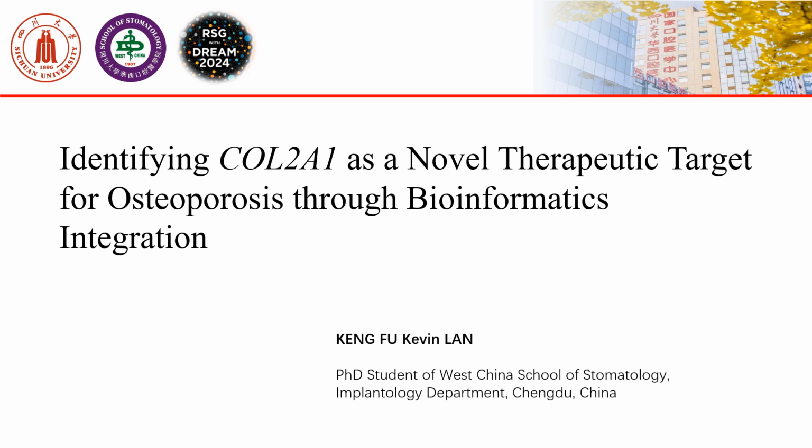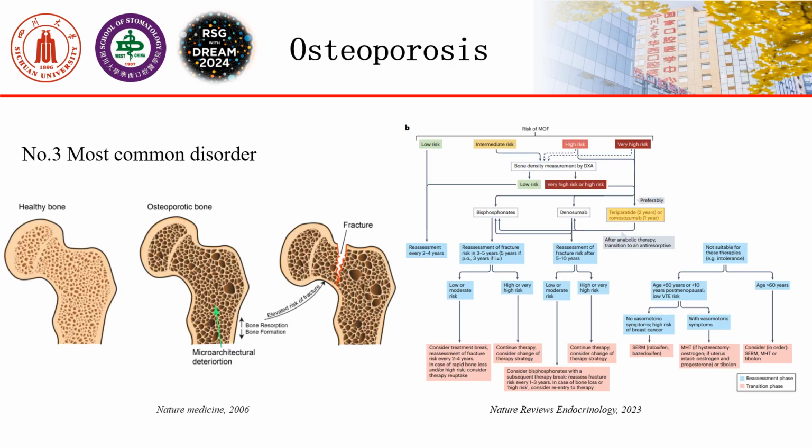Today I'm going to talk about identifying type 2 collagen alpha 1 chain as a novel therapeutic target for osteoporosis through bioinformatic integration. First, I will give a brief introduction about osteoporosis. It is the third most common disorder worldwide, and it reduces bone mass and increases bone fracture risk. For current treatment, clinicians prefer teriparatide or romosozumab as a prescription.